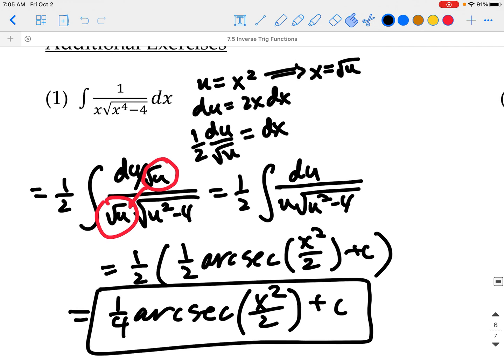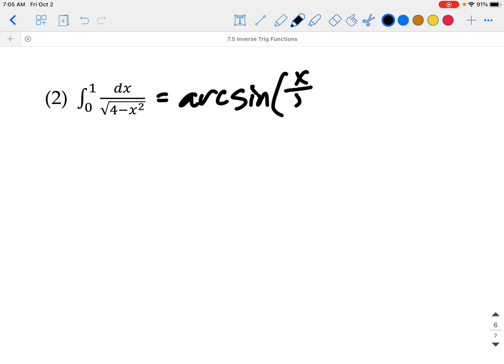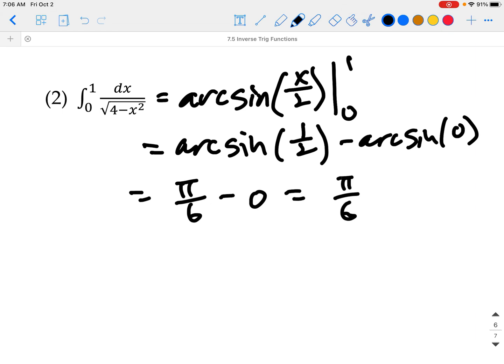All right. Number 2, this is a pretty straightforward arcsine. So we've got arcsine of x over 2 evaluated from 0 to 1. So we'll have arcsine of 1/2 minus arcsine of 0, which is going to equal pi over 6 minus 0, which is just pi over 6. So 30 degrees is going to be our answer.